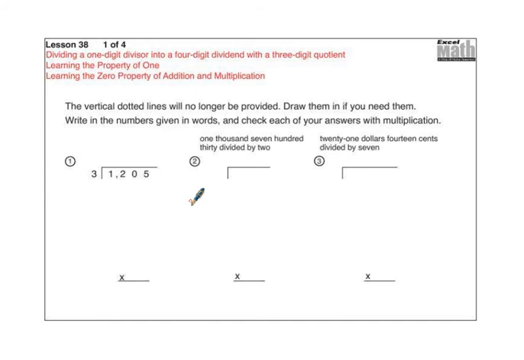All right, here we go with 6th grade Excel lesson 38. We're going to be learning some slightly more advanced division problems, long division, and then a couple more properties: the property of 1 and the 0 property of addition and multiplication.